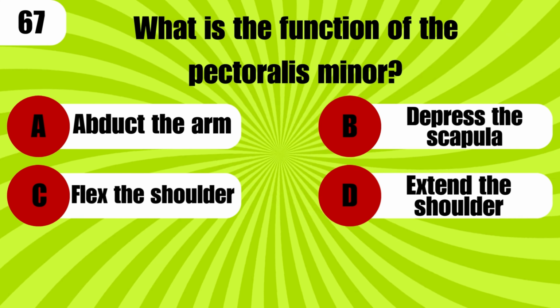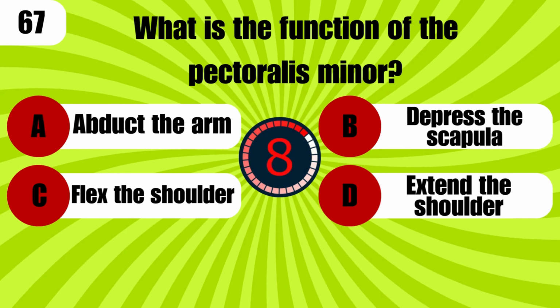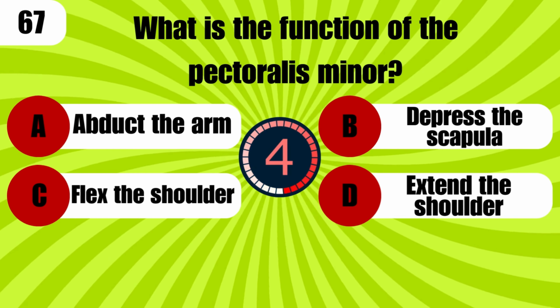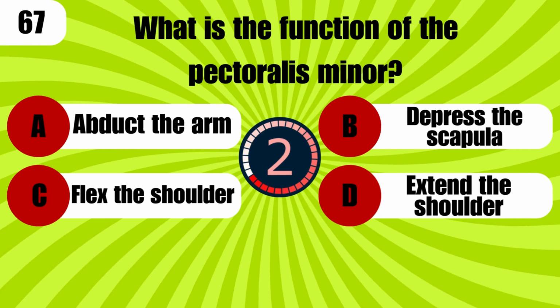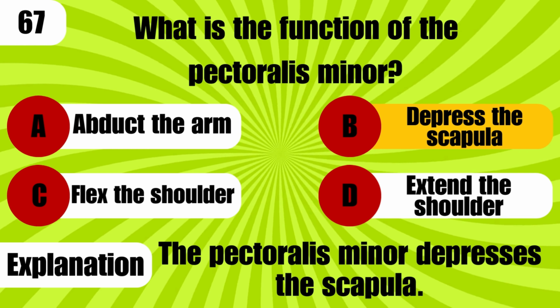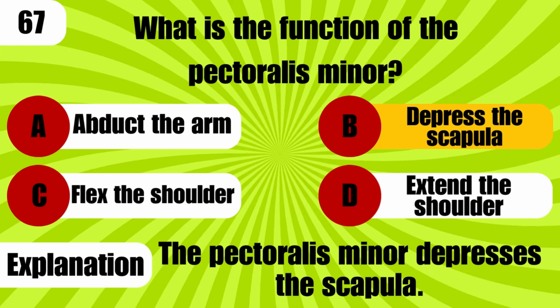What is the function of the pectoralis minor? Option A, abduct the arm, depress the scapula, flex the shoulder, extend the shoulder. The right answer is depress the scapula. The pectoralis minor depresses the scapula.